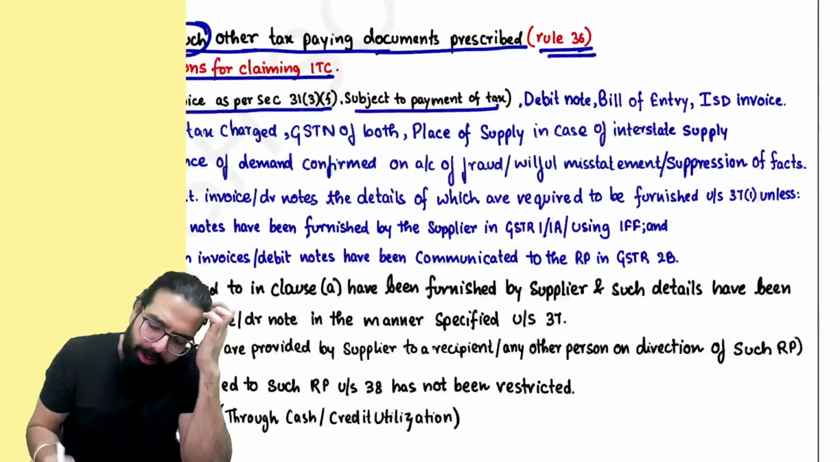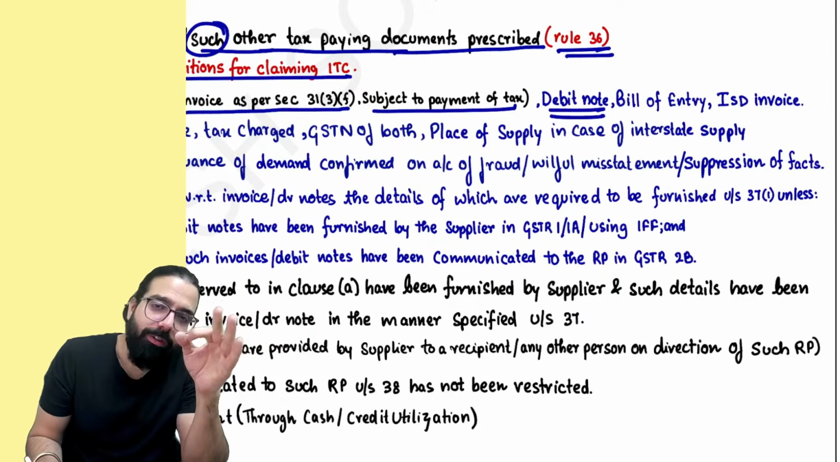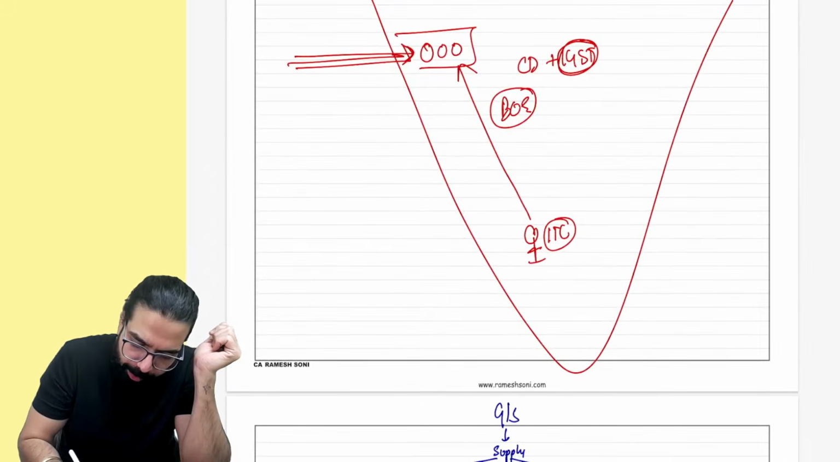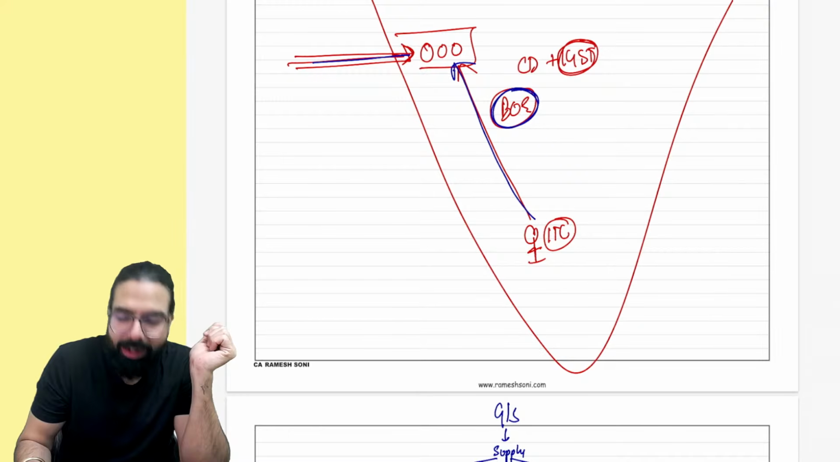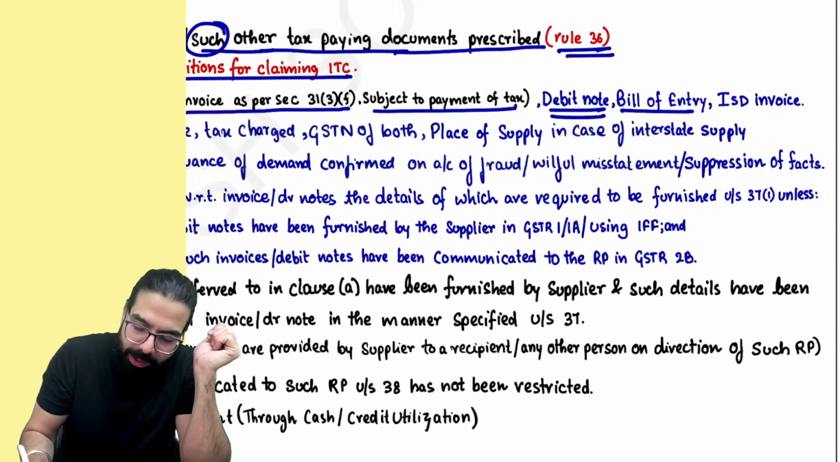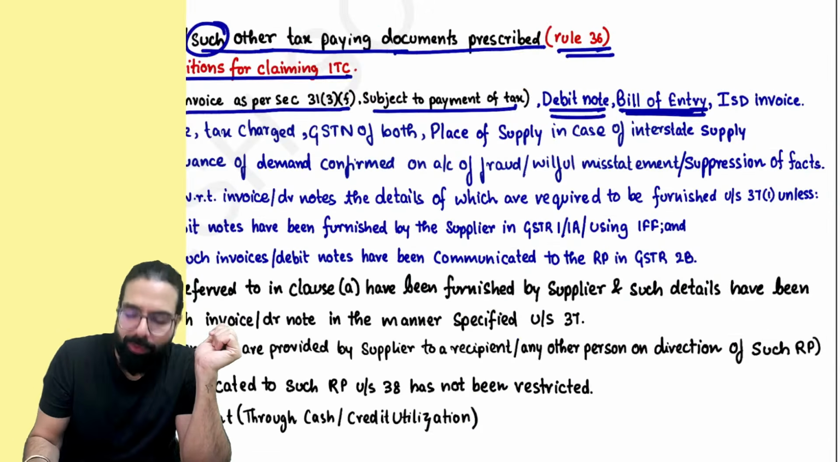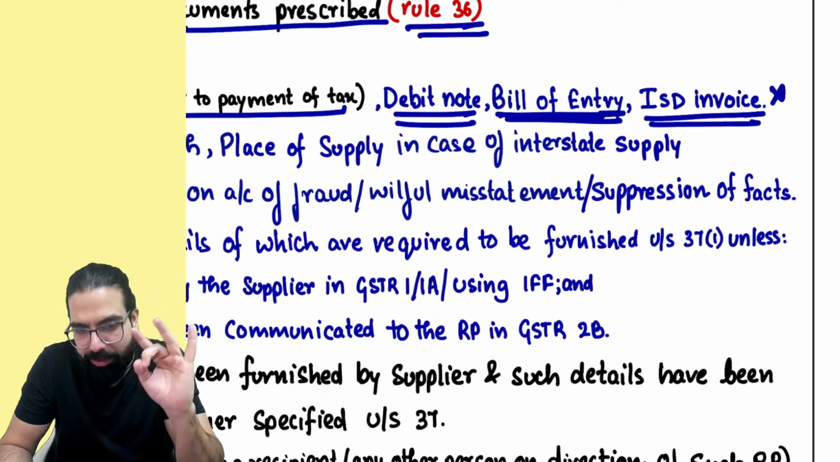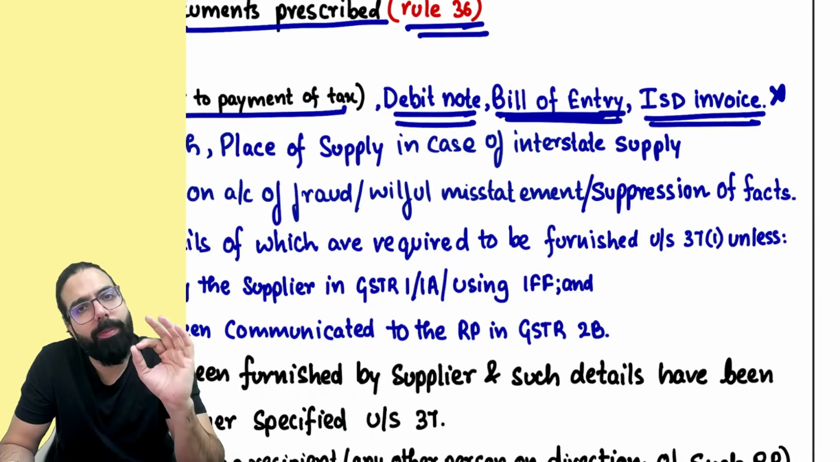The next one, supplier would have given me a debit note, I should have a debit note. If I have imported the goods from outside India, to clear the goods, we always file bill of entry. I would have paid IGST on the importation of goods. That credit also I can take, provided I have bill of entry. The last one is ISD invoice, but ISD invoice at intermediate level is not required because ISD as a chapter comes only for your final.